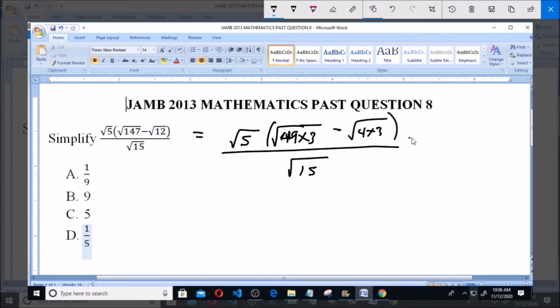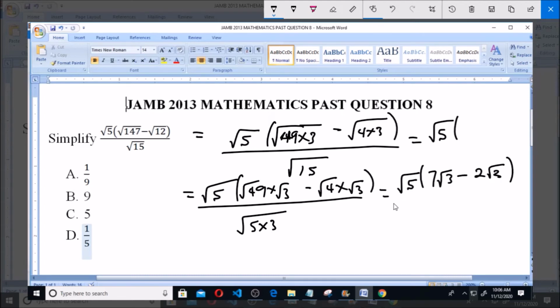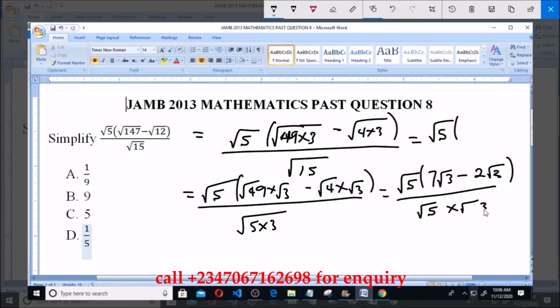Now this is equal to root 5 multiplied by, okay, let me come down here because of space. This is equal to root 5 into root 49 multiplied by root 3, then minus root 4 multiplied by root 3, then all over root. Now let's express root 15 as 5 multiplied by 3. So this is equal to root 5 into root 49 will give us 7 root 3 minus root 4 will give us 2 multiplied by root 3, then all over root 5 multiplied by root 3.